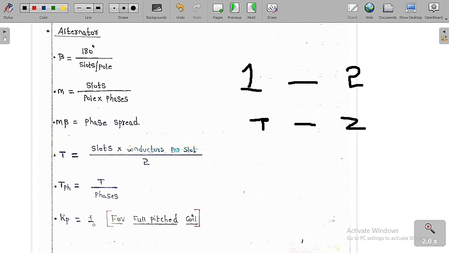Kp is always equal to 1 for a full pitch coil. I have already told you Kp is called the pitch factor. The general formula for the pitch factor is cos of n alpha by 2. For full pitch, the short pitch angle alpha is equal to 0. So cos of 0 is always 1, irrespective of the harmonic. So Kp is always equal to 1 for a full pitch coil.